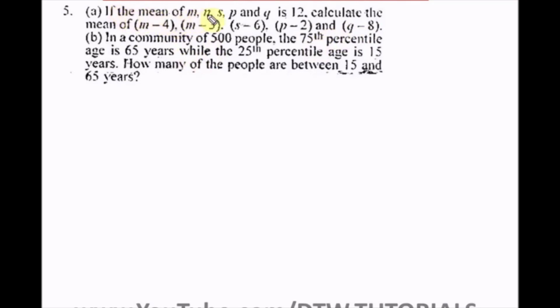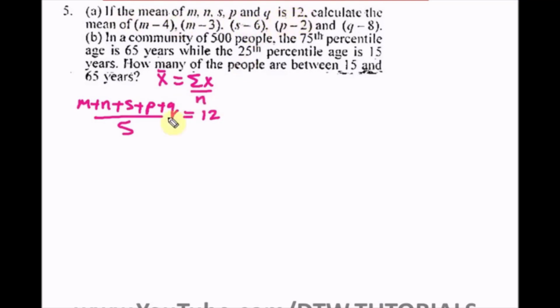Now, the question says, if the mean of these... what's the formula for finding the mean? I hope you remember, to find the mean, x bar is equal to the summation of x divided by the number of values in the set. Here we have 1, 2, 3, 4, 5, so n is 5. So we have m plus n plus s plus p plus q divided by 5 is equal to 12, since the question says the mean of all these numbers is 12.